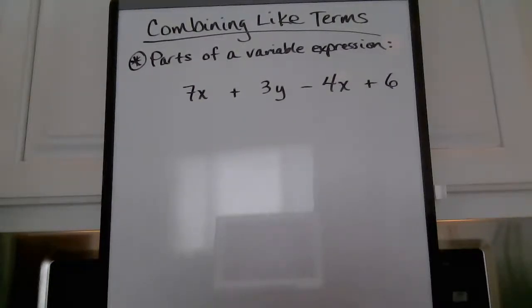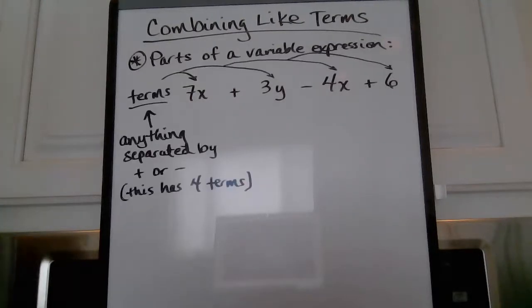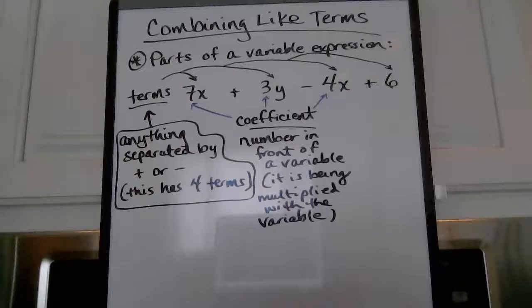So let's talk about the different parts of our variable expression. Okay, so this expression has four terms, and terms are anything separated by an addition or subtraction sign. So this expression has four terms. The next part we're going to talk about is the coefficient. Coefficient is the number in front of a variable. The variable is the letter, and it's being multiplied with the variable.